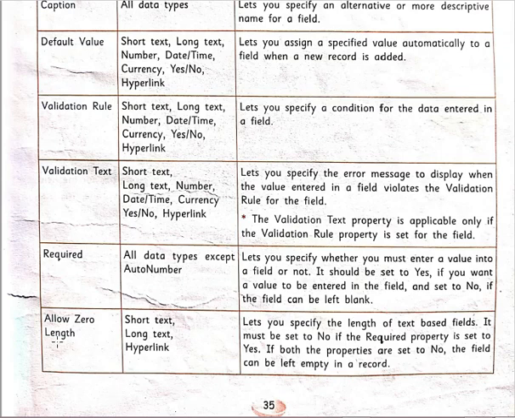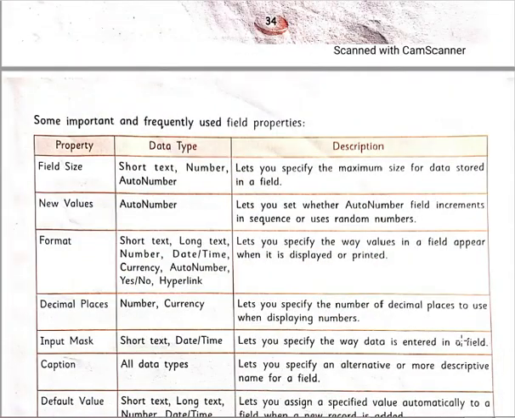Similarly, the last one is our allowed zero length. It applies to short text, long text, and hyperlink. It lets us specify the length of the text field, so you can select the appropriate length for that particular field. It must be set to no if the required property is set to yes, and if both properties are set to no, then the field can be left empty in a record. So these are the common properties we generally use.